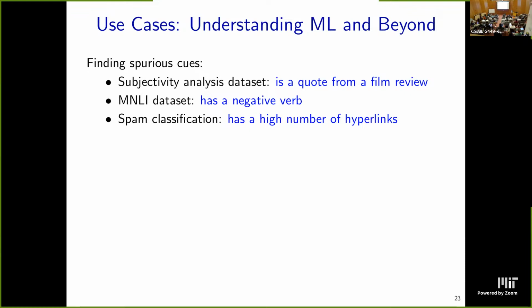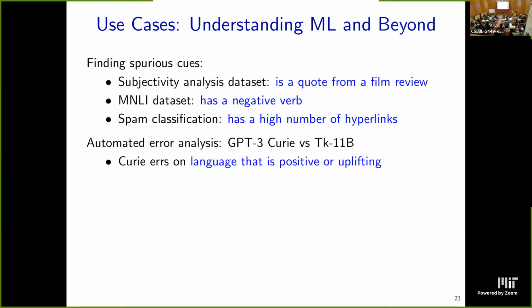Another one, a pretty famous one that was well known before but is reassuring: there's a well-known spurious cue on the MNLI data set related to negation that we recover. And on the spam classification data sets, it says that spam has a high number of hyperlinks. We actually checked that if you fine-tune a model on this data set and then take some of Ruiqi's emails that have URLs in them, they all get classified as spam. So this really is a spurious cue. We already talked about automated error analysis.